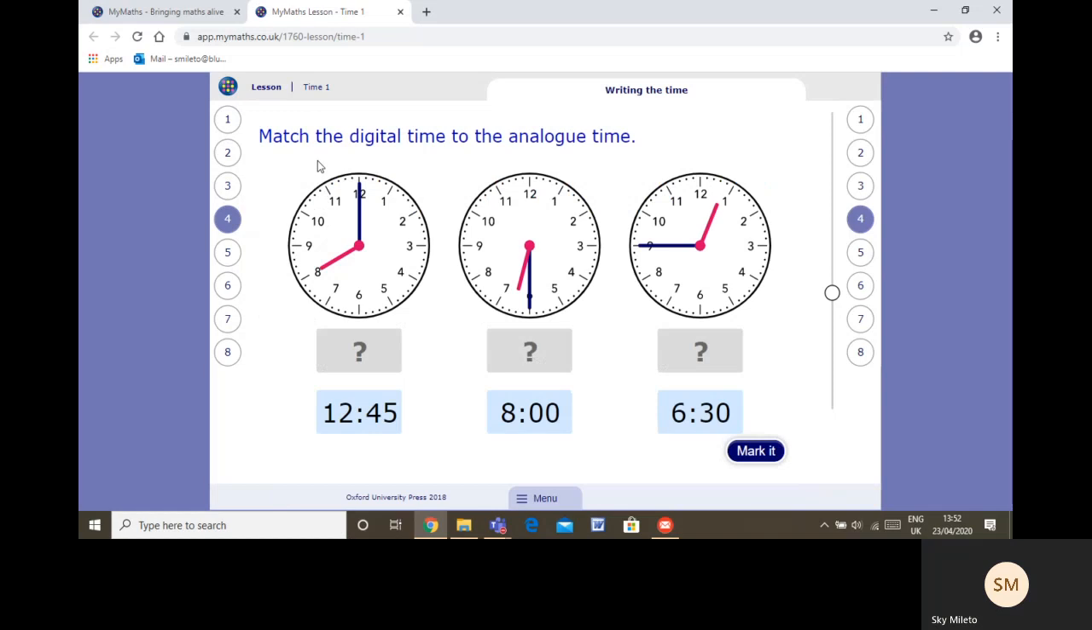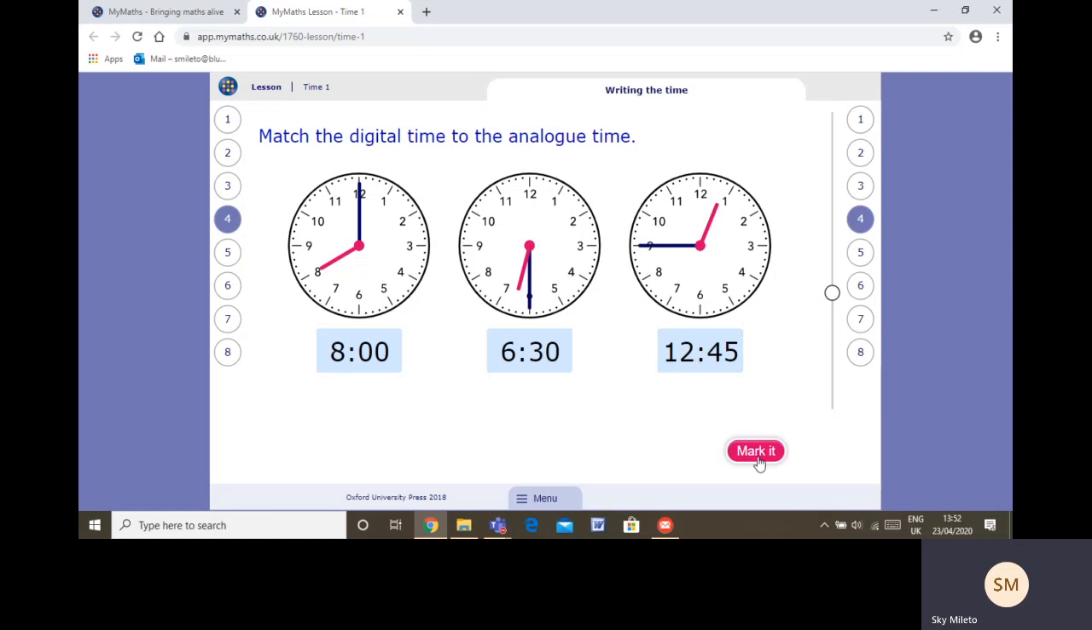So let's match the digital times to the analog times. I can see this one's an o'clock, so I know that the minutes must be 00. I can see this one is on the half past, so I know the minutes must be 30. Now, I'm not even looking at the hours because I can see that the minutes on the 9, so it must be 45. I've only looked at the minutes there.